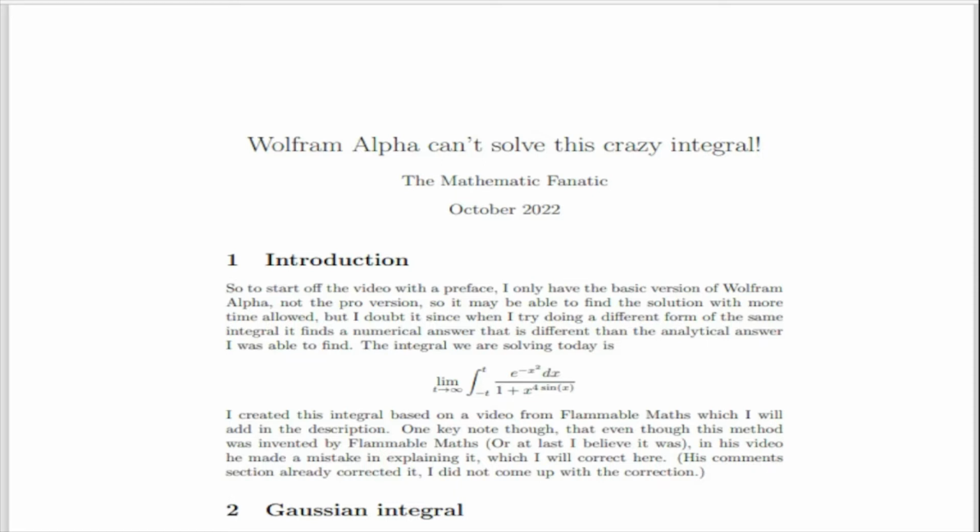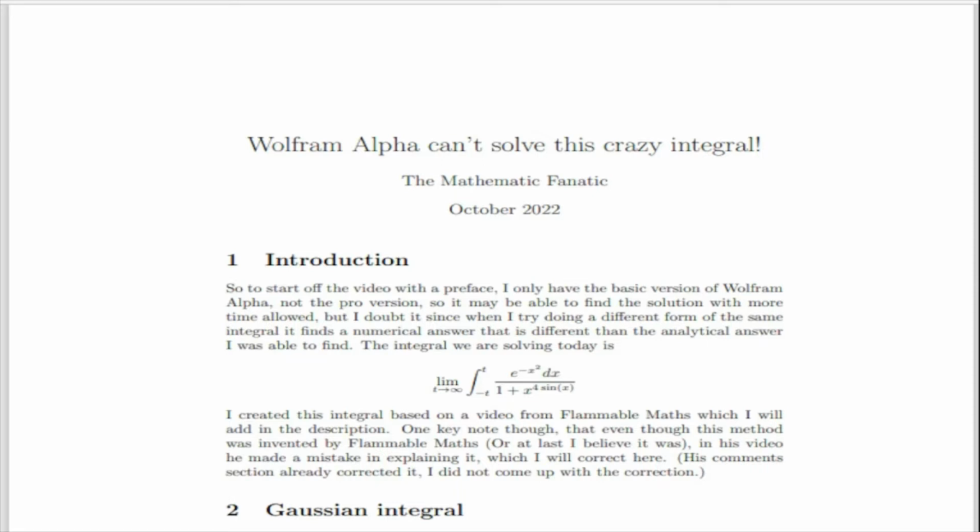The integral we are solving today is the limit as t approaches infinity of the integral from negative t to t of e to the negative x squared all over 1 plus x to the 4 times sine x, all dx.